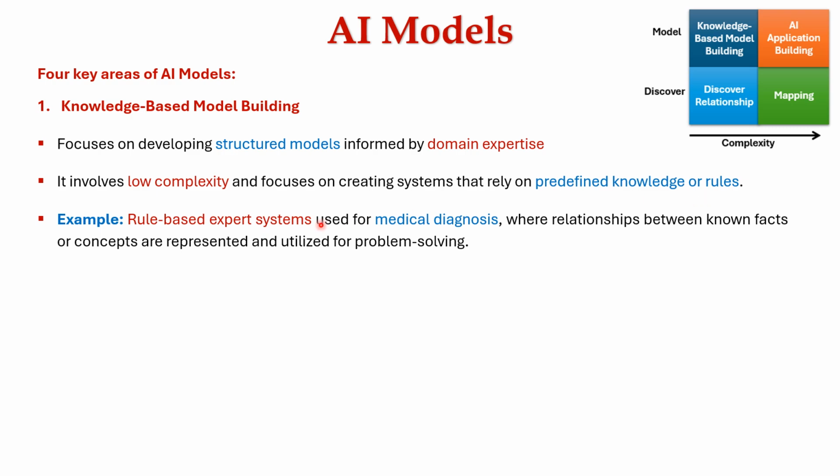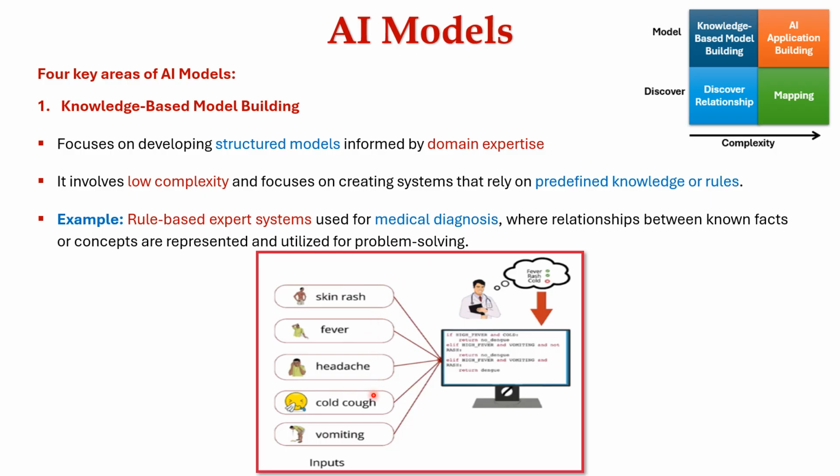For example, let's consider rule-based expert system, which is mainly used for medical diagnosis, where the relationship between the known facts or concepts are represented and utilized for problem solving. The image depicts the rule-based diagnosis system, which takes input like skin rash, fever, headache, cold, cough, and vomiting, and then applies the conditions such as high fever with vomiting and rash leads to dengue in order to determine the outcome. So hope you are clear with this example.